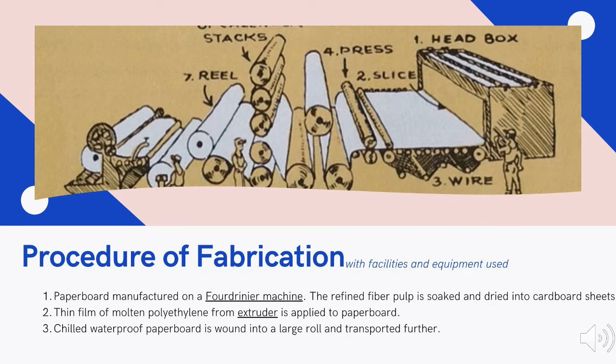Let's proceed to the fabrication methods used in manufacturing the carton boxes. The procedure starts at the Fourdrinier machine, where the refined fiber pulp is soaked in water and dried into a carton sheet. Then, a thin film of molten polyethylene coming from the extruder is applied to the freshly produced paperboard. After that, the chilled sheets of waterproof paperboard are wound into large rolls and transported further.